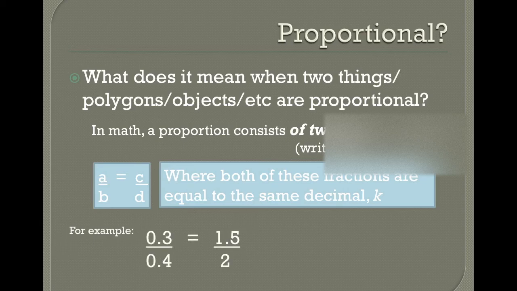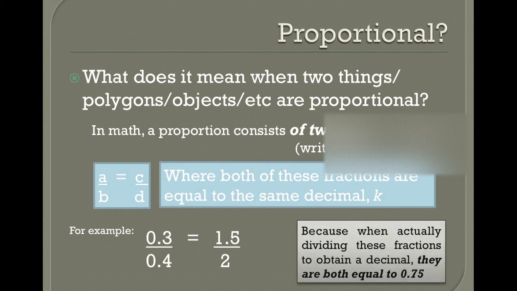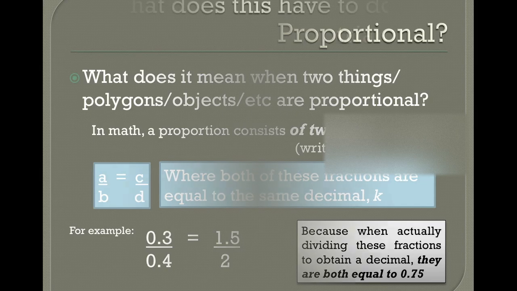For example, here we have two different fractions. We have 0.3 over 0.4, and that's equal to 1.5 over 2. They're two different fractions. But if we divide them and we change them into a decimal, we'll notice that they're both equal to 0.75. Therefore, these two fractions, although different, they are proportional because they have the same decimal.